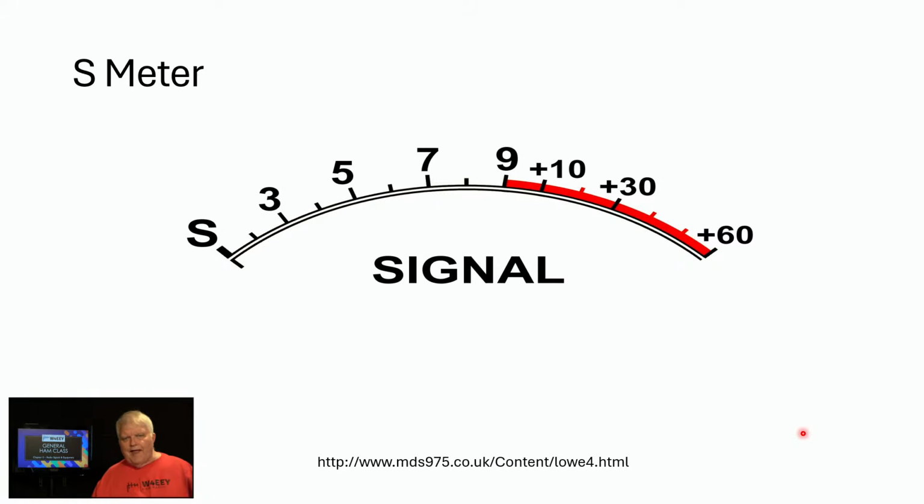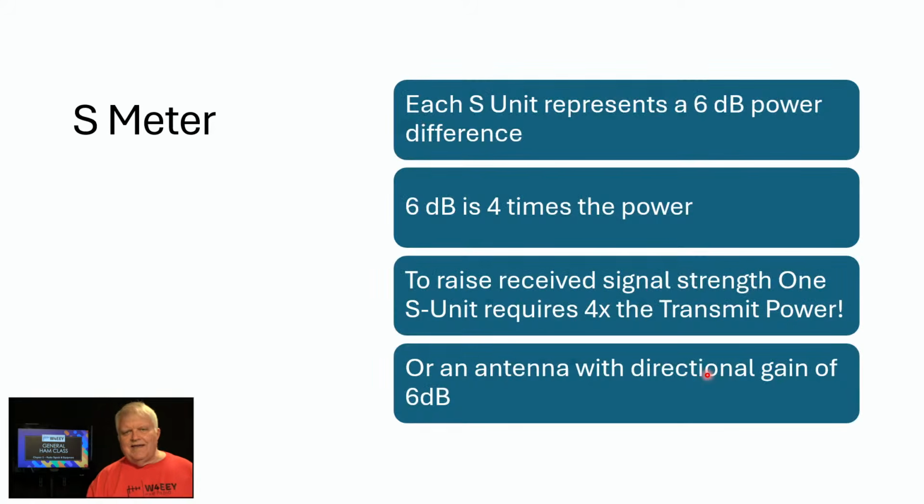Receivers, whether they be the Flex or an older Kenwood or whatever, are going to have an S meter. S meters, you may have seen, go up to S9: 1, 2, 3, 4, 5, 6, 7, 8, 9. And then above S9, it's in decibels: plus 10 dB, plus 20 dB, plus 30 dB, and so forth. Each S unit on the S meter, the standard is 6 dB per S unit.